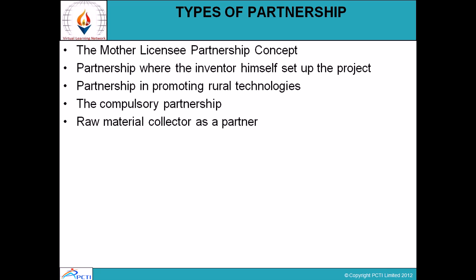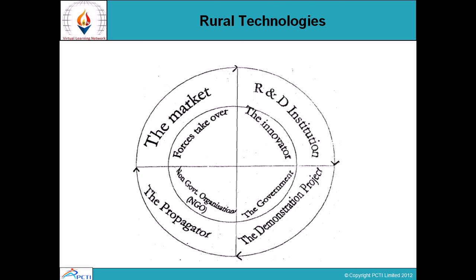Now there are different types of partnership. The first one is the mother license partnership concept. Second is partnership where the inventor himself sets up the project. Then partnership in promoting rural technologies, the compulsory partnership, and raw material collector as a partner. So this is the kind of partnership which is supported at different levels of the organization.